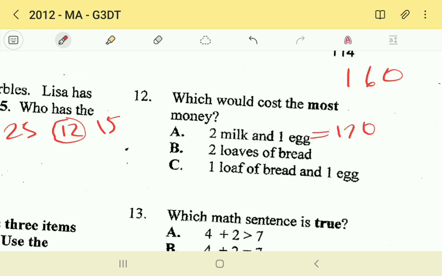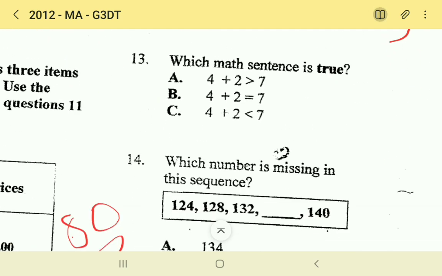Alright, let's look at 2 loaves of bread. Remember the bread is 100, so the 2 loaves of bread are $200, because 1 loaf is 100. Now this one says a loaf of bread plus an egg. And if a loaf of bread is 100 and the egg is 10, that's $110. Let's read the question again. Which would cost the most? So which of these would be the biggest? In value, it's 200, hence B, 2 loaves of bread. Moving on to number 13.